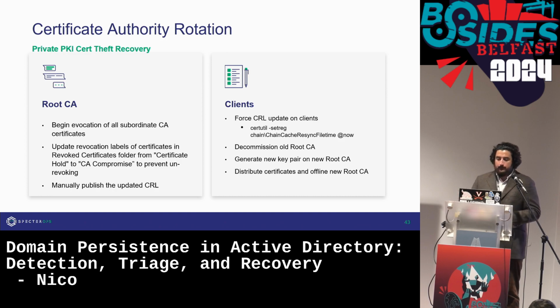Okay, with CAs, you want to initiate a revocation process, you want to update the revocation labels, and you want to republish your certificate revocation list as you go through this process.